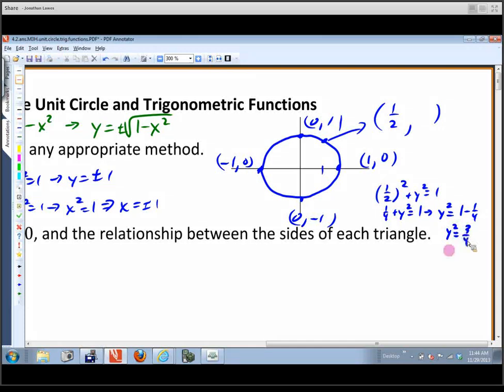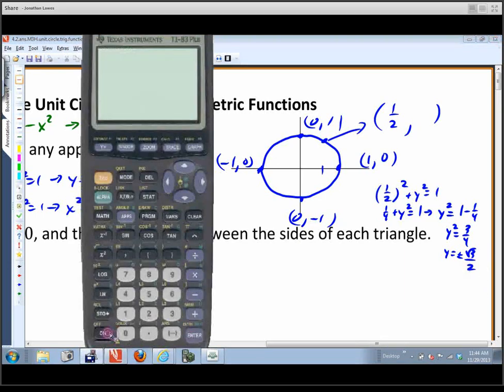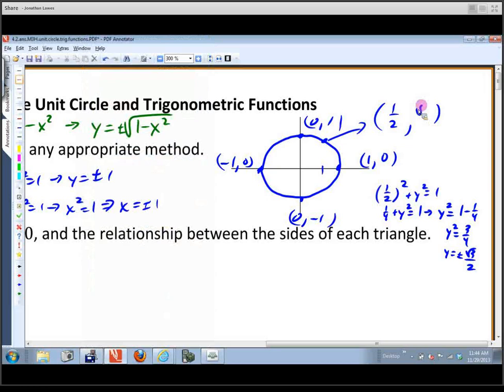So if I took the square root, I'd get plus or minus radical 3 over 2. And if you type that into your calculator, let's just check and see what that is. So that's going to be square root 3 divided by 2. So we get about 0.87. So I'm going to write radical 3 over 2. So we've got 0.5 comma 0.87. And that looks pretty good right here.